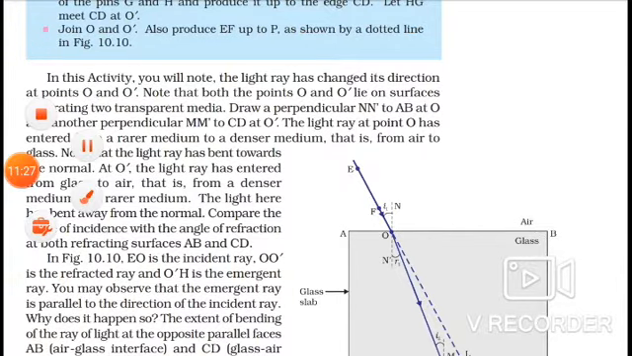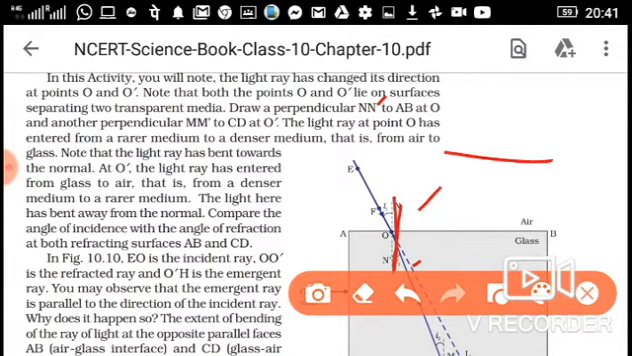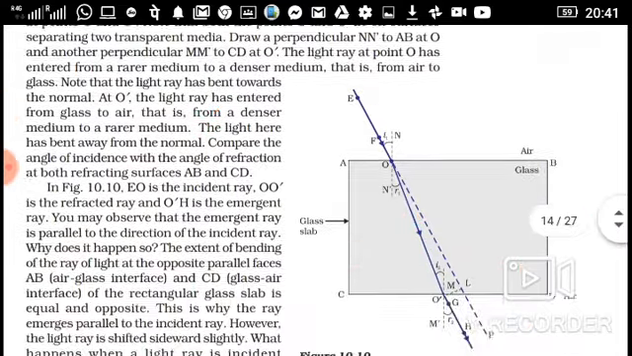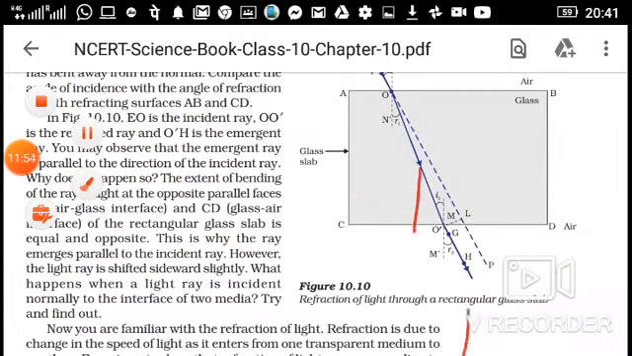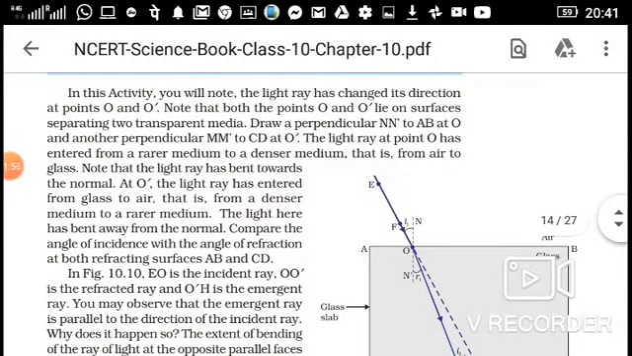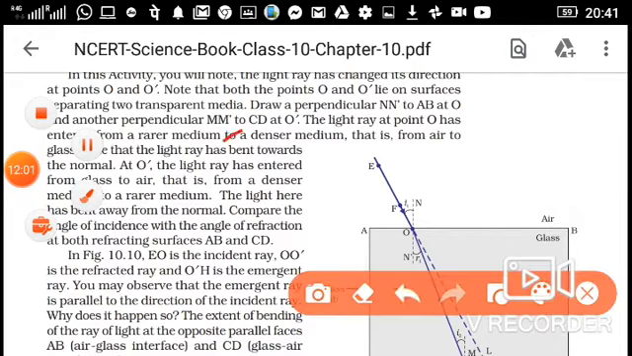Now the question is why this line bends. First I draw a perpendicular n dash to AB. You see n and n dash perpendicular. Perpendicular means at a 90-degree angle. Then draw a perpendicular n to AB and n dash to CD. Downside also perpendicular. Two perpendiculars you draw.